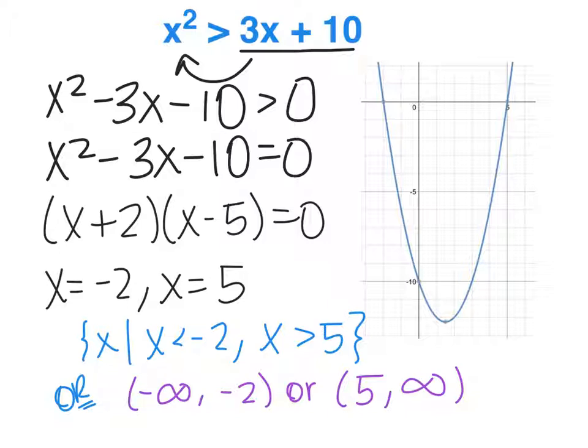So x in set builder notation is less than -2, or x is greater than 5, which satisfies these two parts. Or in interval notation, -infinity to -2, which is approaching here. Remember parentheses, because it's not going to include this point, because there's no line underneath the inequality symbol. Or 5, so it's going to start at 5, again parentheses, not brackets, to positive infinity.